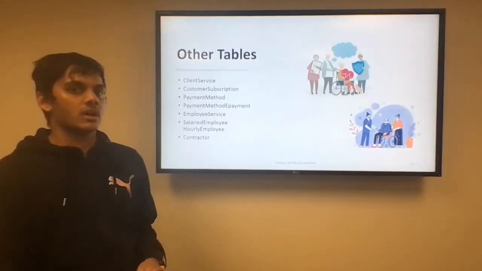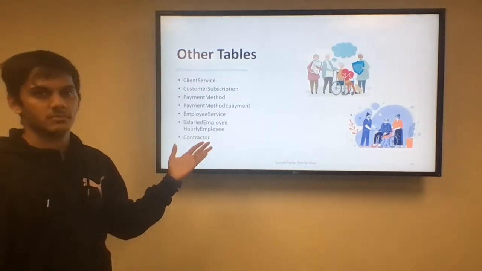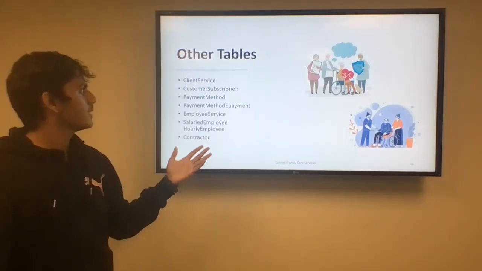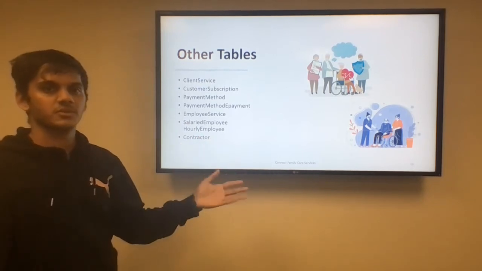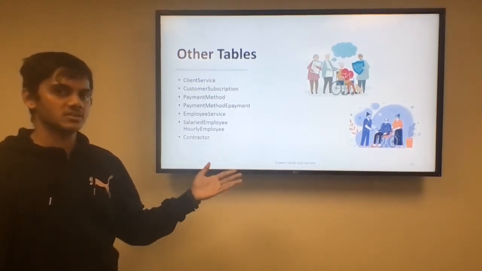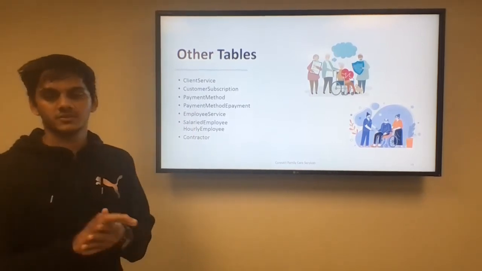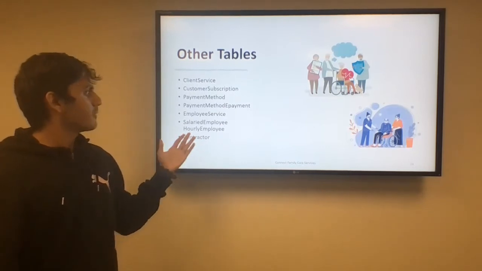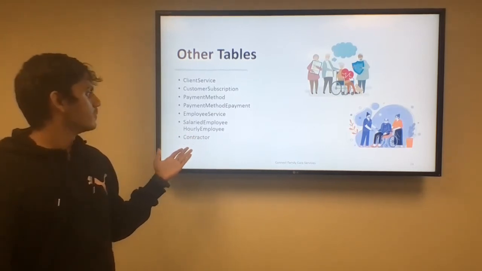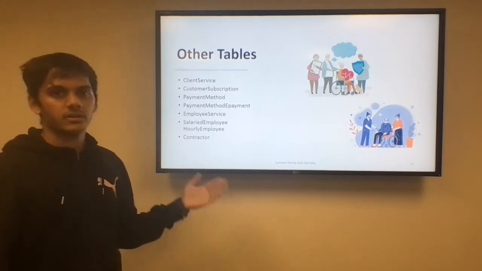The next ones are a list of tables that we have in our database, which are client service, which maps the service ID with the client and the client ID. Customer subscription lists the subscriptions taken up by the customer. Payment method, these 2 tables have all the subscription and payment data of the customer. And we have 3 different tables, which categorize as salaried employees, hourly employees, and the contractor.